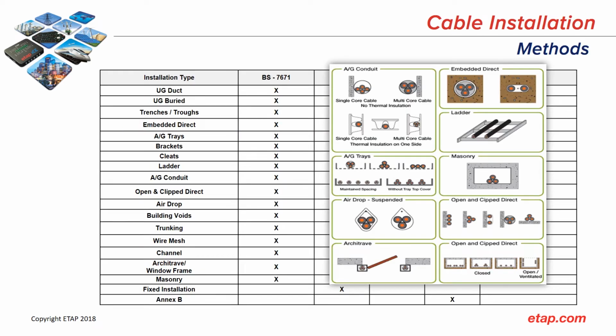Cable installations. As it can be seen from the table, British Standard 7671, IEC 60364, IEC 60502, and NFC 15100 support a wide range of above-ground as well as underground cable installations. As previously mentioned, IEC 60092 supports only installations on ships. The current release of ETAP, which is ETAP 18.1.1, supports all of the installations supported by the standards mentioned in this list.